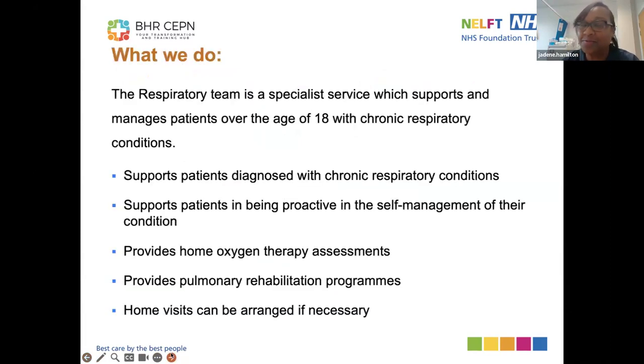Next slide. Okay, so what do we do? We're an adult service, and we support patients diagnosed with COPD or chronic respiratory conditions such as asthma and so on. We support the patients to be more proactive in managing their condition, their lung condition. We assess patients who need home oxygen therapy, and we do the review. So if they're put on oxygen, even if they're outside the borough, we also go in and we will reassess and follow up from there. And then we have the pulmonary rehabilitation program, and then home visits if necessary. So those who can't make it to clinic, we do go in to see them at home.